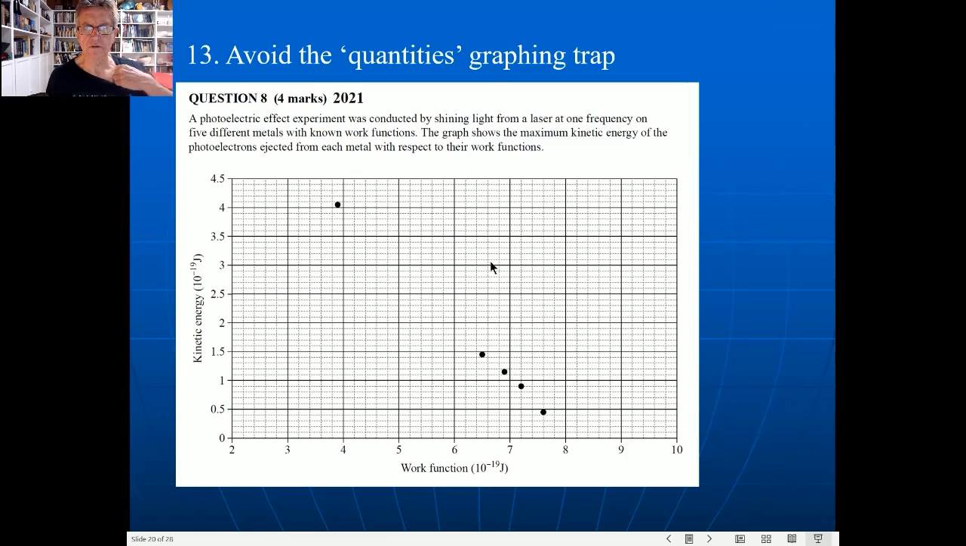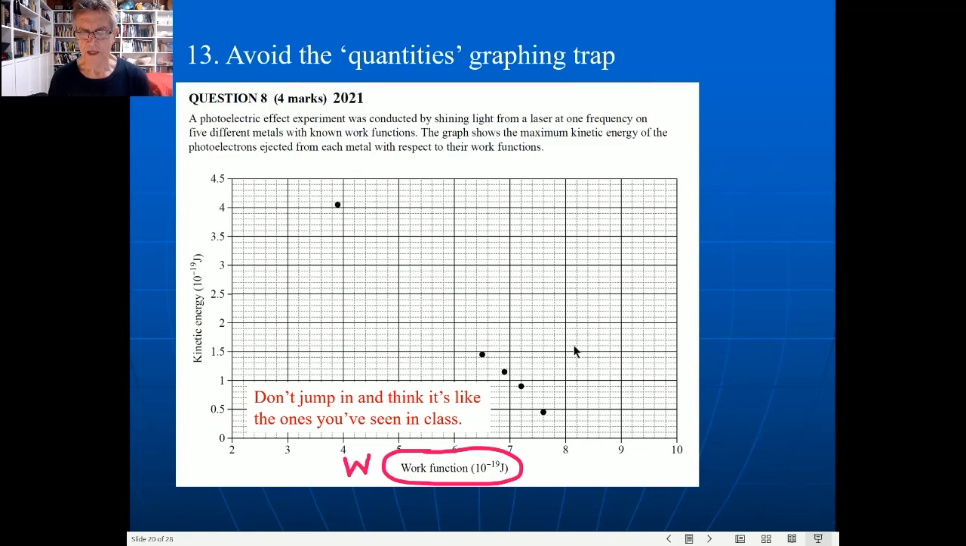Here's another one from 2021. Now what they did was put work function along the bottom. So students would have seen this photoelectric effect and think, oh yeah, kinetic energy, just draw a line through there, it's probably the Planck's constant or something. But that's the trap. They put work function there. You can still draw a line through it and get a gradient and work out things. But my comment is don't jump in and think it's one like you've seen in class. You can model it as a linear graph and work out various values that you need.